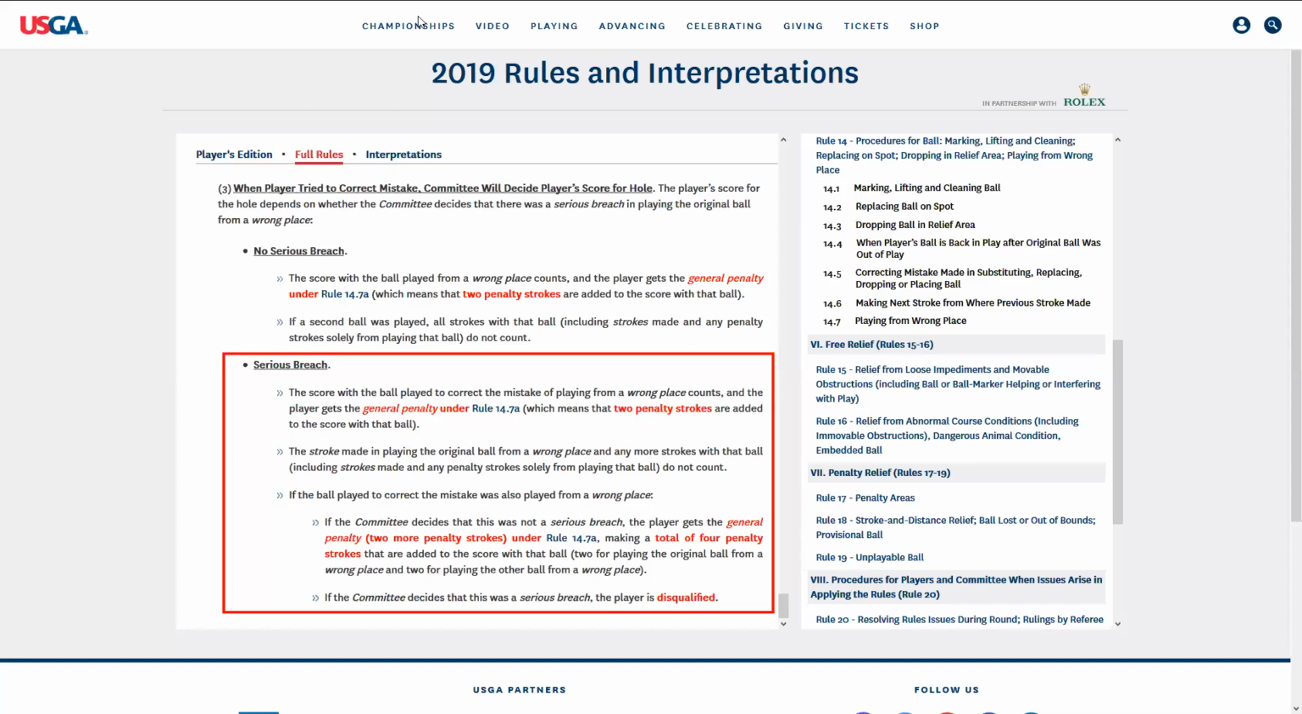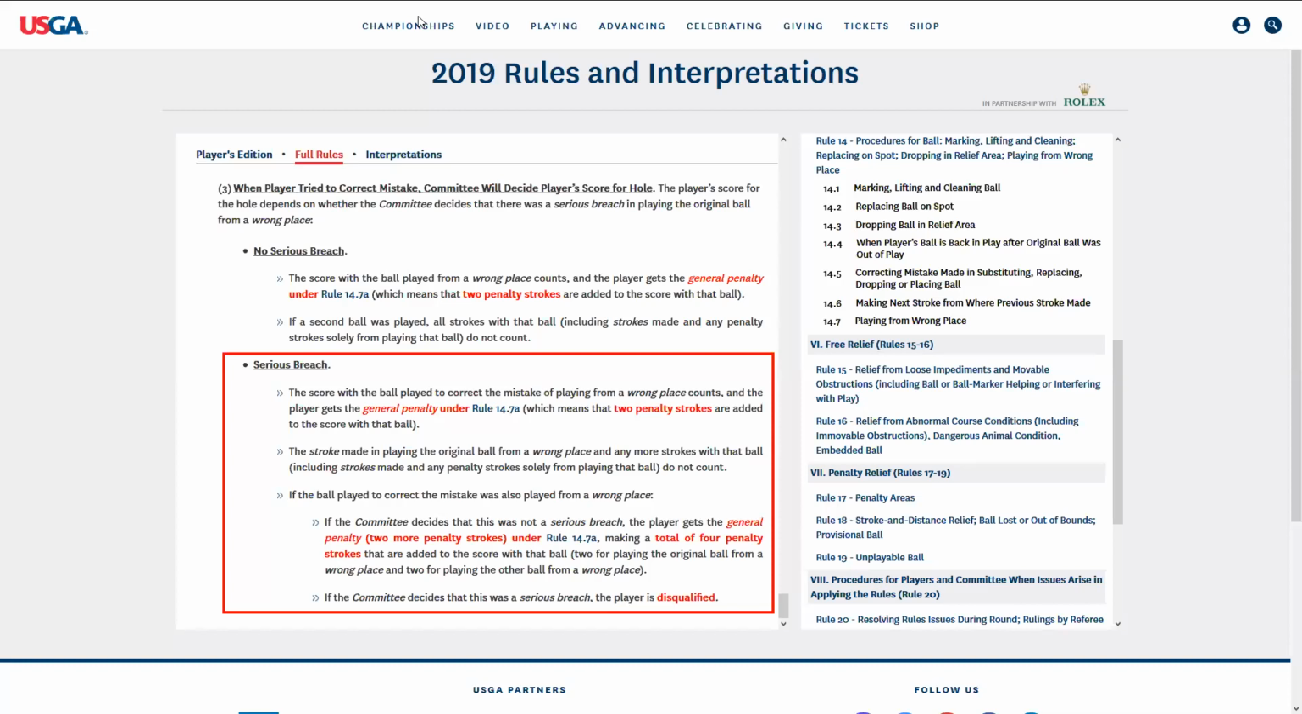And this is if both balls are played from a wrong place. If the ball played to correct the mistake was also played from the wrong place, and we know that the first ball was played from the wrong place with a serious breach, because if it's not a serious breach on the first ball, you're always going to count that. So what we have now is a second ball played from the wrong place, and we know the first ball was played from a wrong place and has a serious breach.